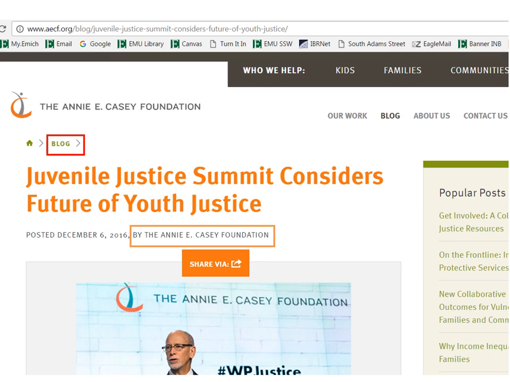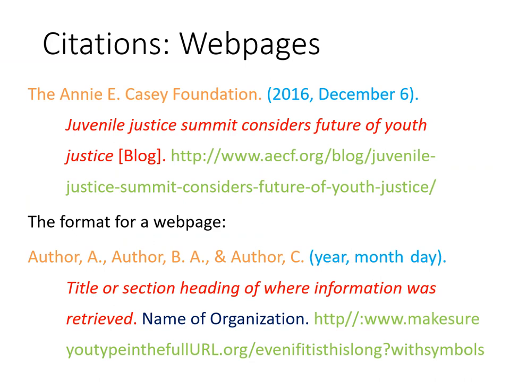According to Chapter 9, Section 21, you should add a description in brackets to help identify work such as blogs, maps, or infographics. Therefore, in your citation, you will have blog in brackets. This is the citation for the previous webpage. Because the author is the name of the organization, that is, the owner of the website, you do not include it like we did for the other example.